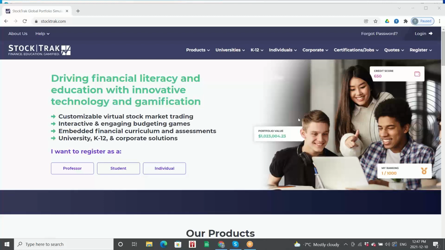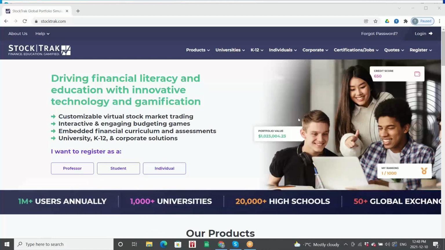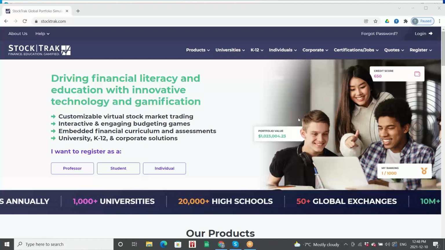If we were trying to do that in a pencil and paper, paper trading format, it could really take a long time and would be an unproductive use of our time. So what StockTrak allows you to do, in a very simple way, is to have a brokerage account where the instructor is the bank.